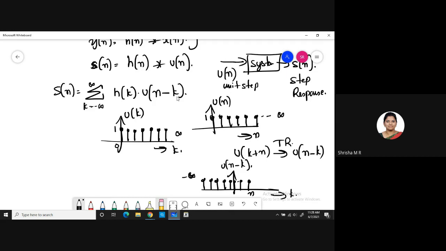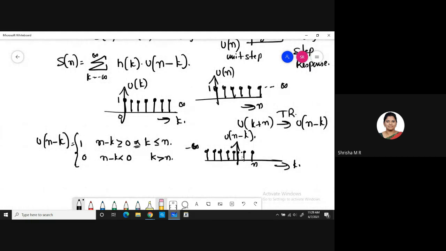So can I write that definition of u of n minus k as: u of n minus k is equal to 1 if n minus k is greater than or equal to 0, or I can also write k less than or equal to n. Okay, so u of n minus k is equal to 0 when n minus k is less than 0 or k is greater than n. Can we write the definition of u of n minus k like this?